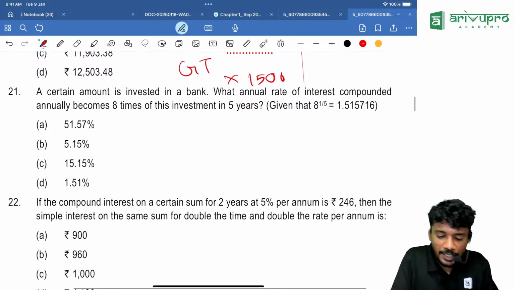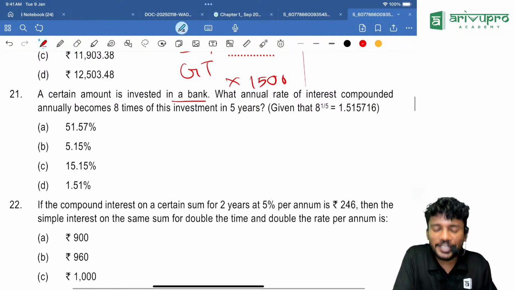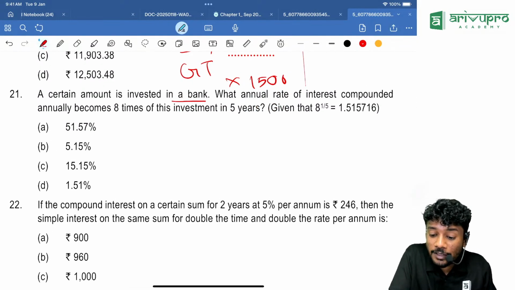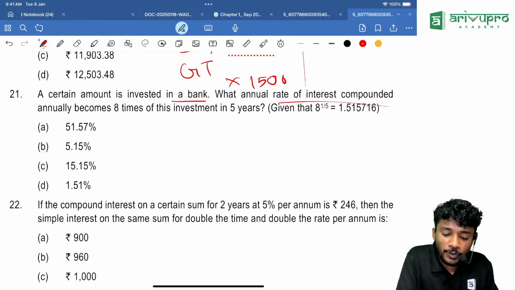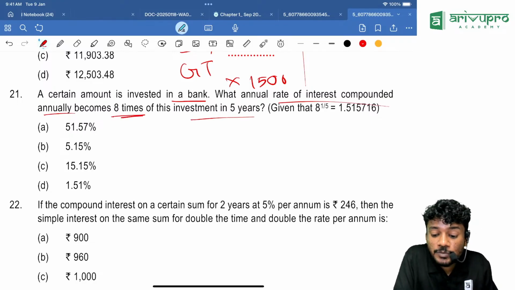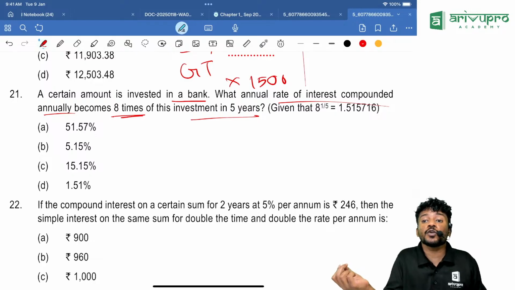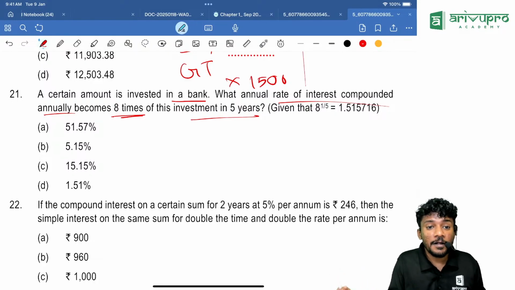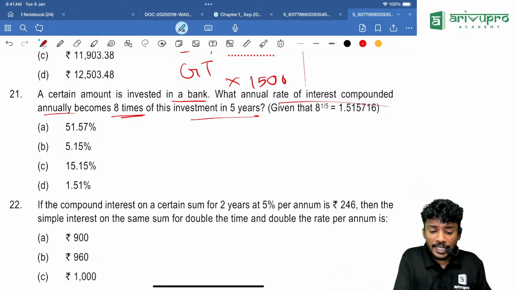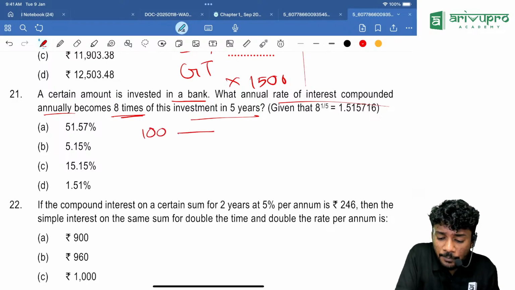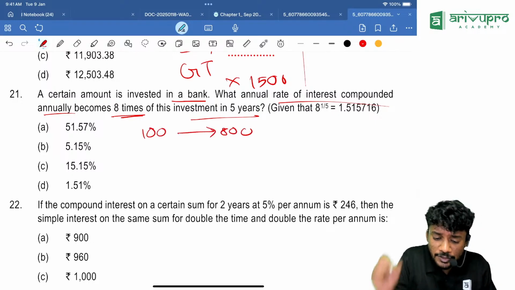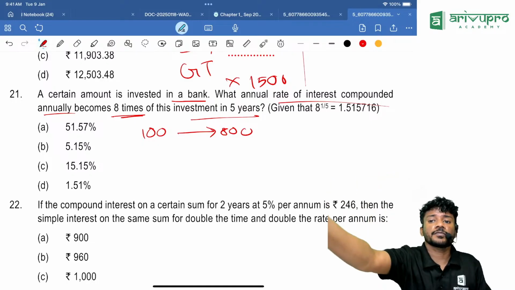Next one, a certain amount is invested in a bank. What annual rate of interest compounded annually becomes 8 times of the investment in 5 years? How will you do it? What are they asking? We can take 100 is becoming 800. Here it is compound interest.